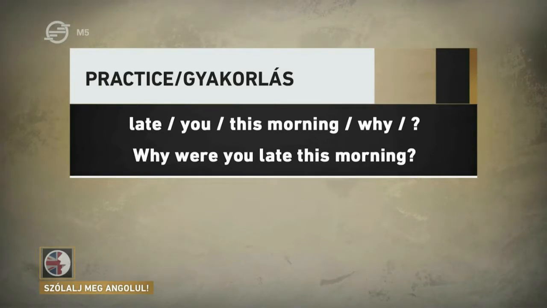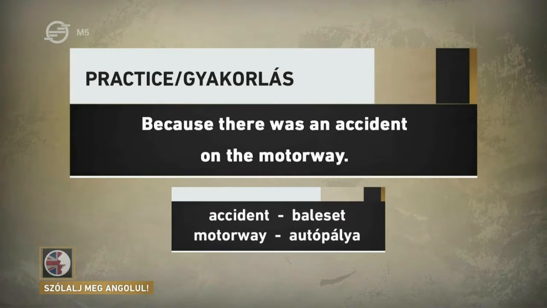Why were you late this morning? And the answer? Because there was an accident on the motorway. Good. We use were because the subject is you, the second person singular, you were. And because it's a question, what do we do? Bingo! We change the word order. You were becomes were you. And we put a question mark at the end to show it's a question. Well done. Next.